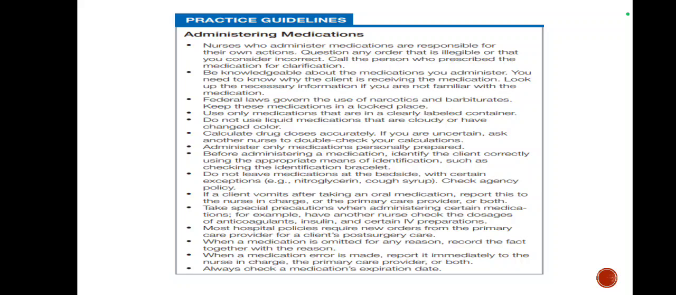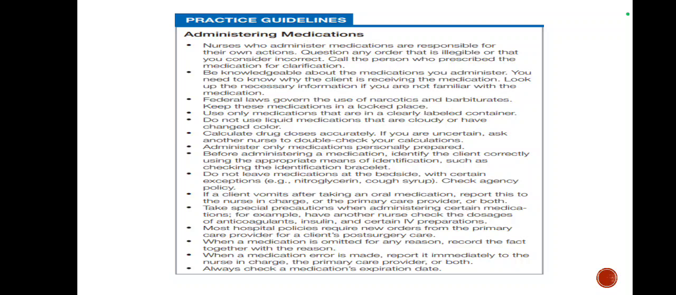And then you have to record anything that you have done to your patient. Be knowledgeable about the medications you administer. That's why you have to really learn about those types of routine medications that are used in the hospitals, especially when we are the client advocate.